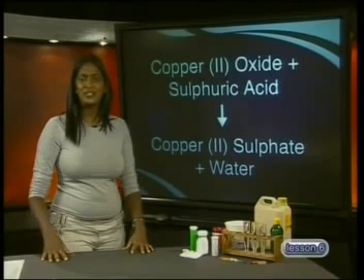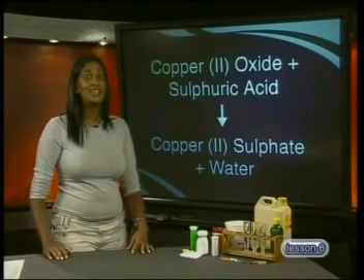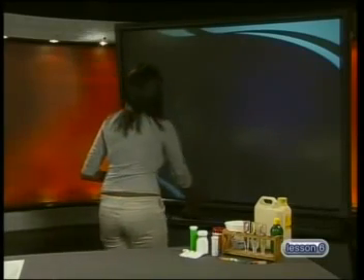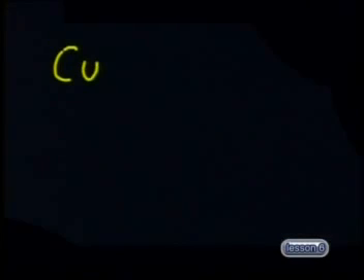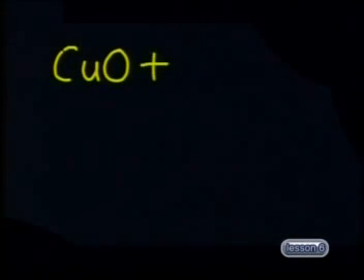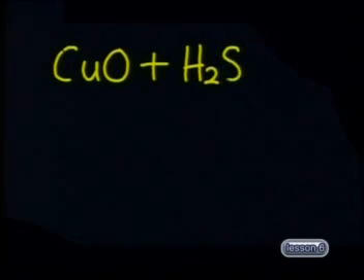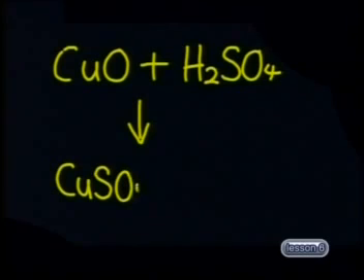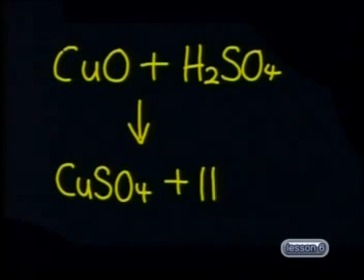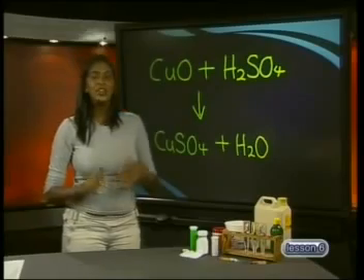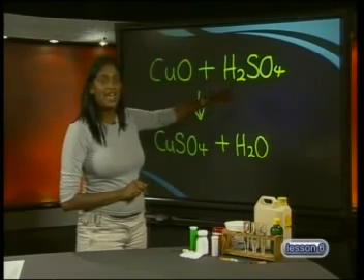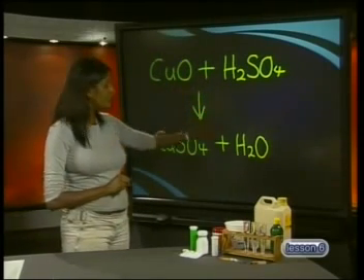Wow, wasn't that solution an amazing blue color? Now, did you manage to write the balanced equation? Check your answer now. Copper 2 oxide, which is CuO, plus sulfuric acid, H2SO4, react to form copper 2 sulfate, which is CuSO4, plus water, H2O. Notice in this reaction, the acid donates 2 hydrogen ions and the metal oxide accepts these to form water.